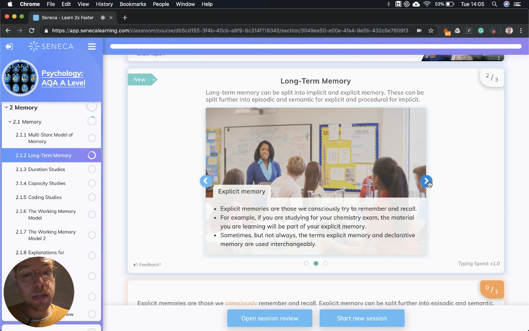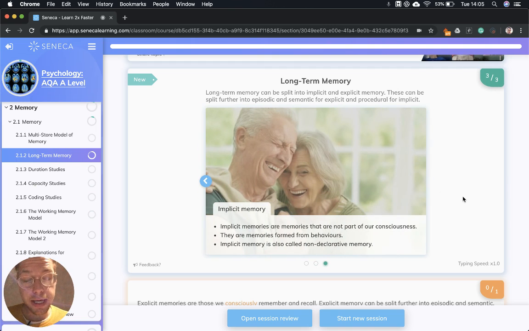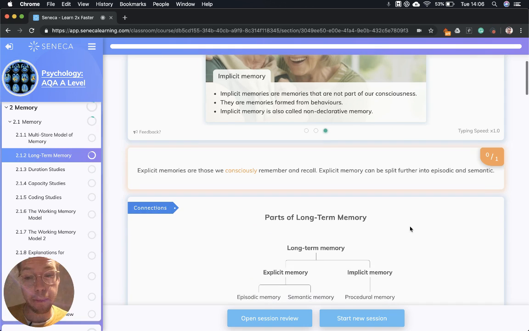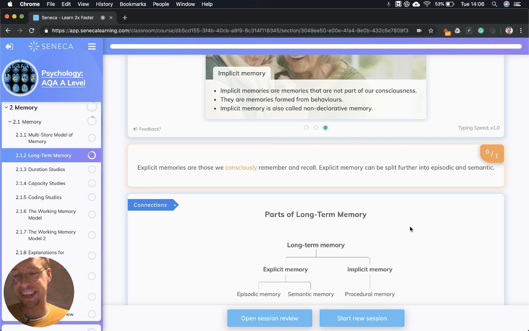Explicit memory. Those are the ones we consciously try to remember and recall. For example, if you're studying for your chemistry exam, the material you are learning will be a part of your explicit memory. Sometimes, but not always, the terms explicit memory and declarative memory are used interchangeably. Implicit memory. Implicit memories are memories that are not part of our consciousness. They are memories formed from behaviors. Implicit memory is also called non-declarative memory.